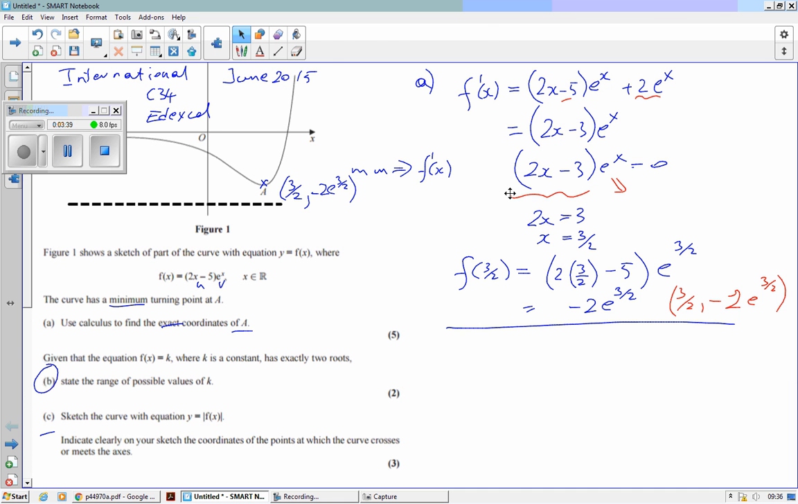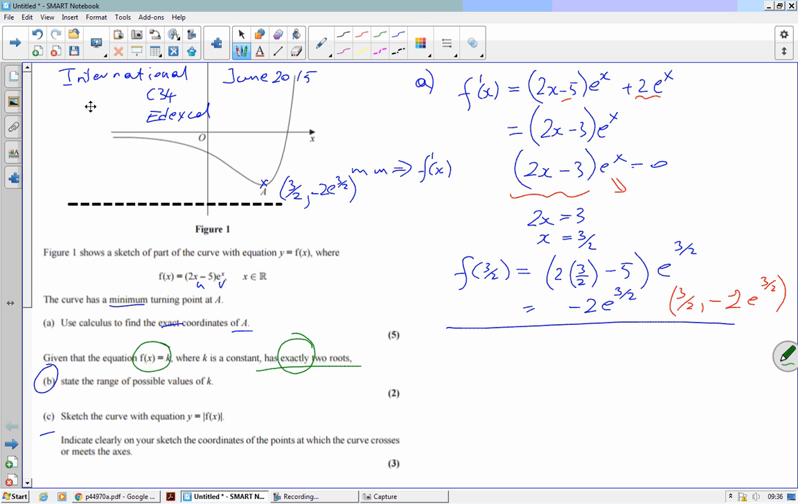And then it says, given in part B, given that the equation f(x) = k has exactly 2 roots. It doesn't say it's got 1. It can have none at all. It's got exactly 2 roots, and 1 won't do.